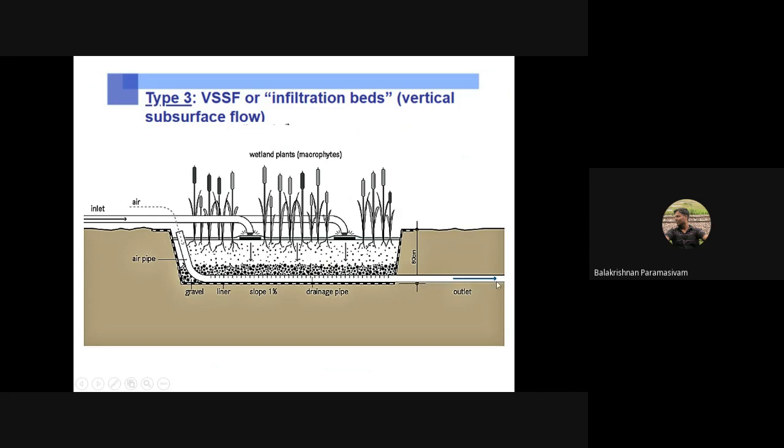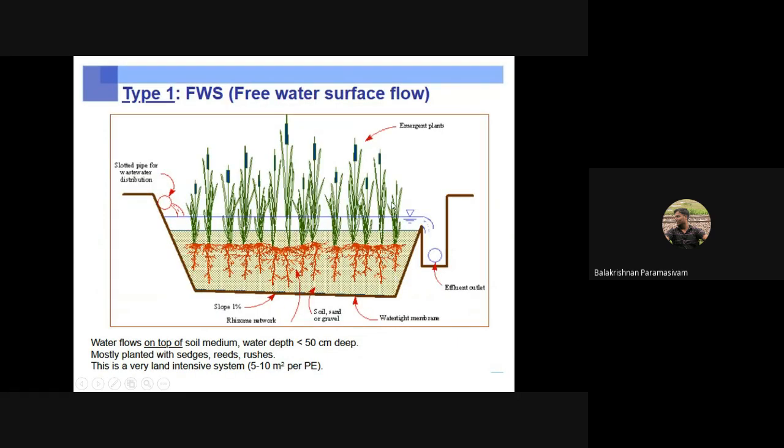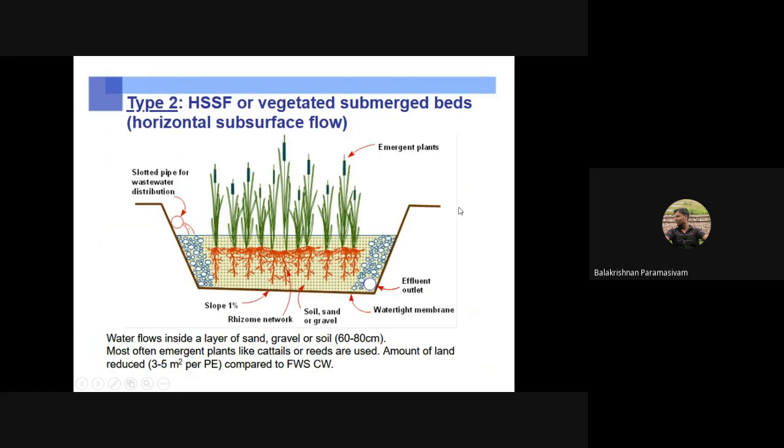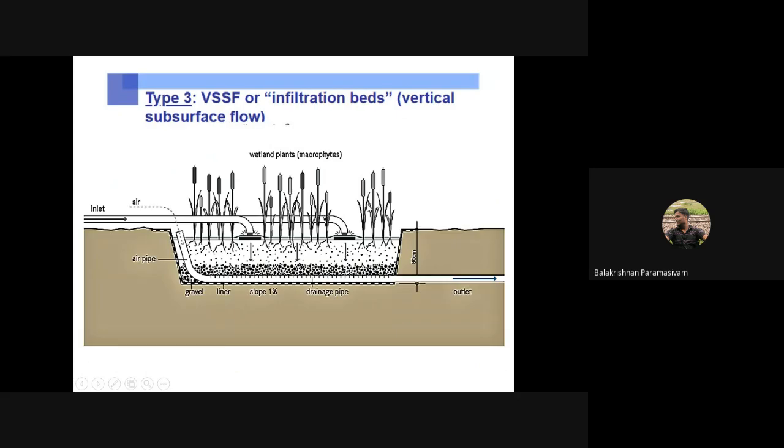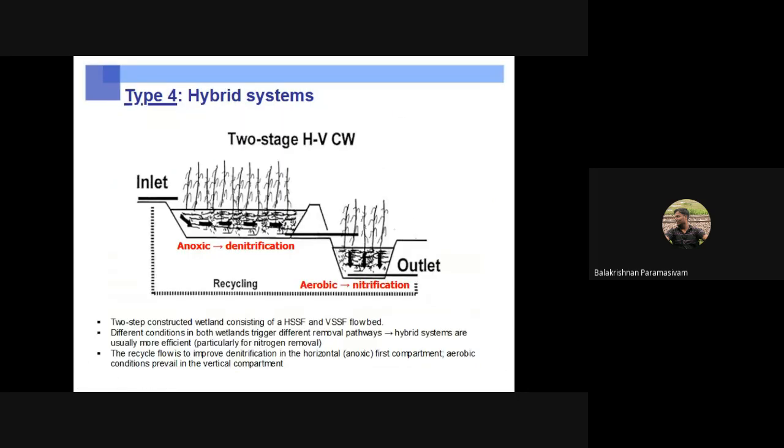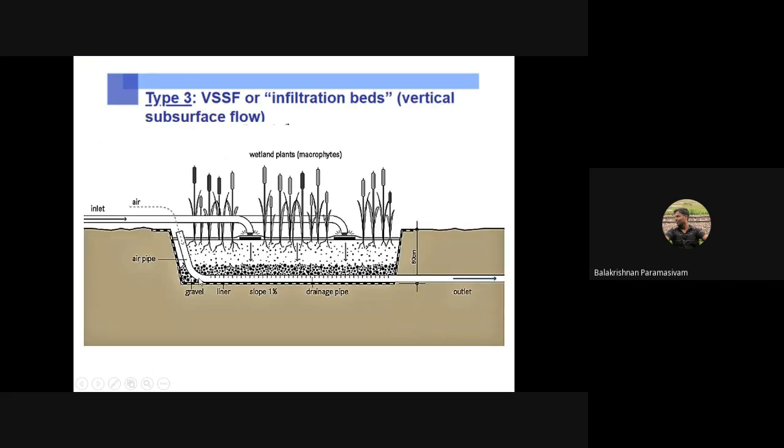This can also be used for groundwater recharge, because it's a high quality effluent. So there are 3 types: free water surface flow, horizontal flow, and vertical flow. All these are different kinds of constructed wetland. Then the hybrid system, which means both horizontal as well as vertical treatment processes. Here anoxic denitrification will happen, and the aerobic process will be high here, because we are providing an air vent.